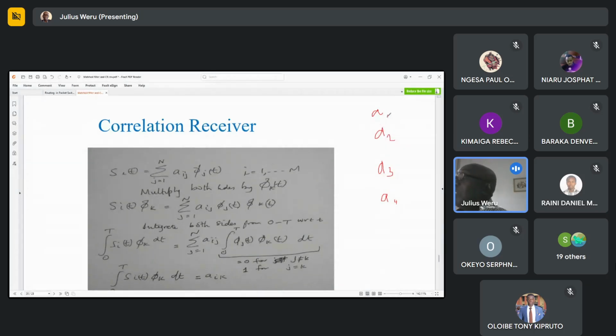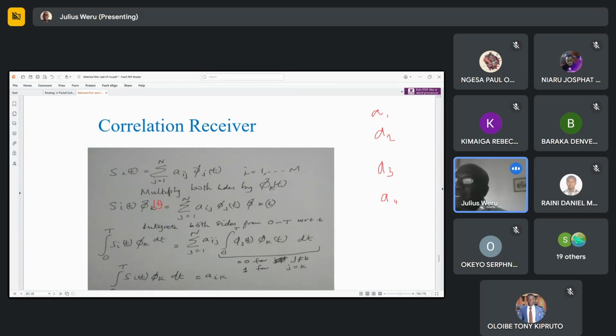So if k is equal to j, it means you are multiplying A1 and A1 or A2 and A2. That's what this means. You might confuse it to mean that you're referring to two variables, but that subscript could just be the same variable with a different subscript. So if you multiply by phi k of t, this is what you're going to get.